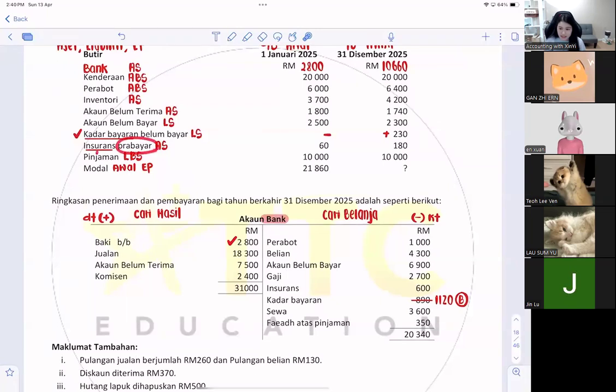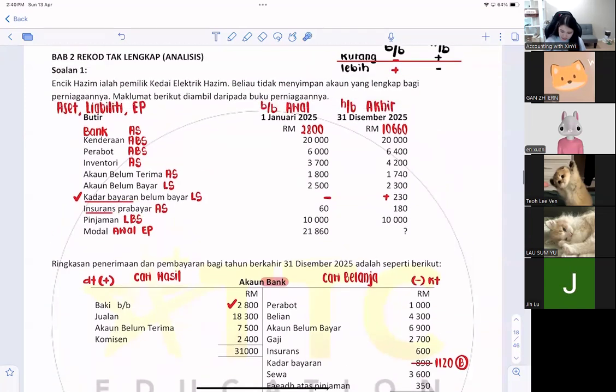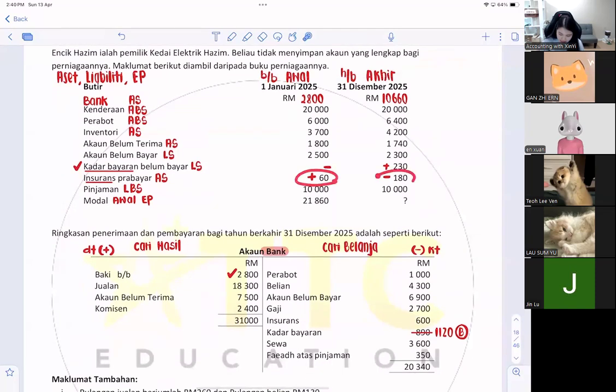Now, insurance is a prabayar case. Prabayar means terlebih, right? So beginning of the year plus, end of year minus. So plus, minus. Now we have 2 numbers to work with, okay? You actually have to plus 60 minus 180 from your insurance. So what is going to be the actual amount? Now I already paid 600, but there is a 60 supposed to be added minus 180.